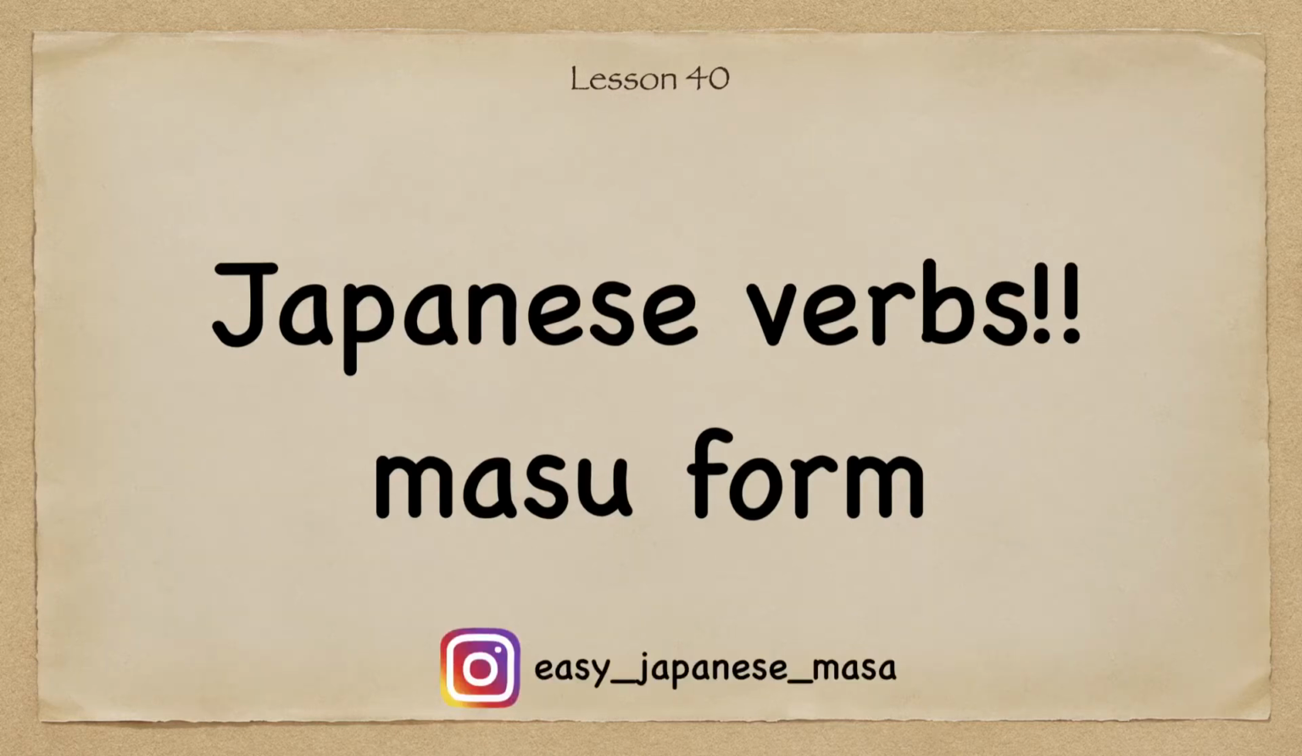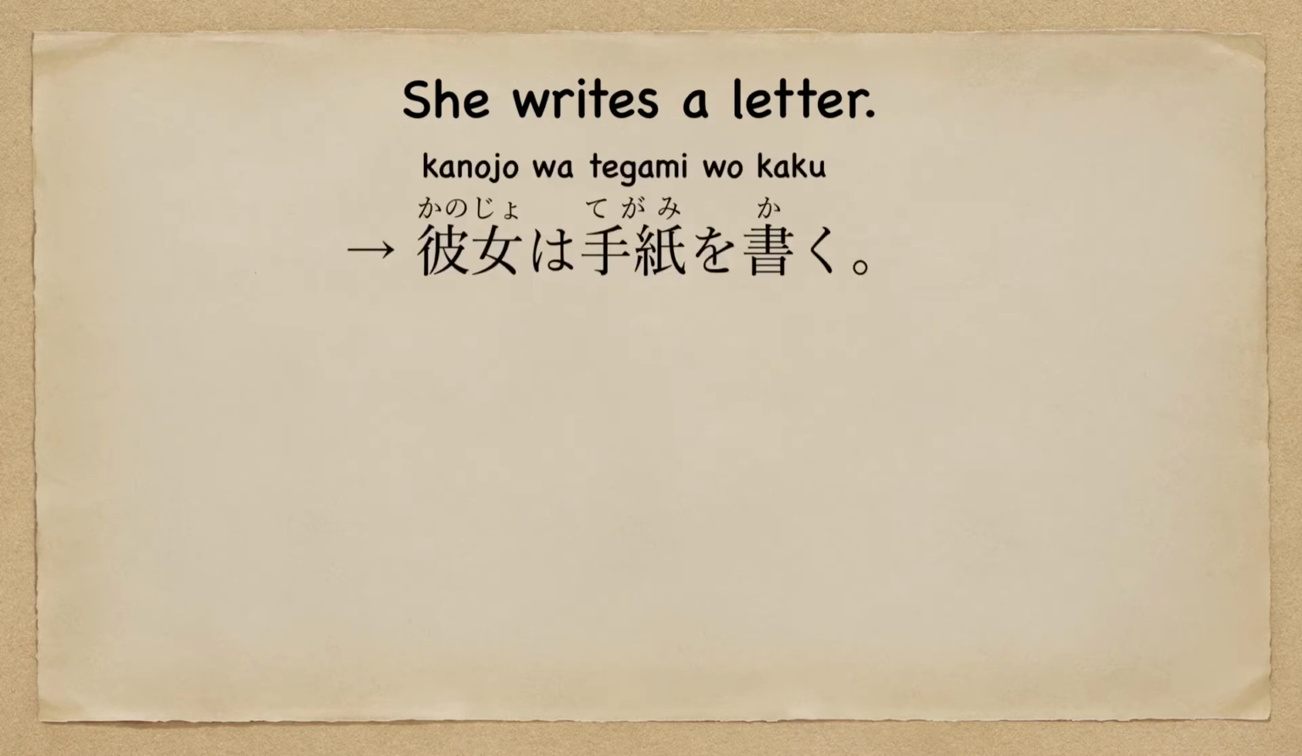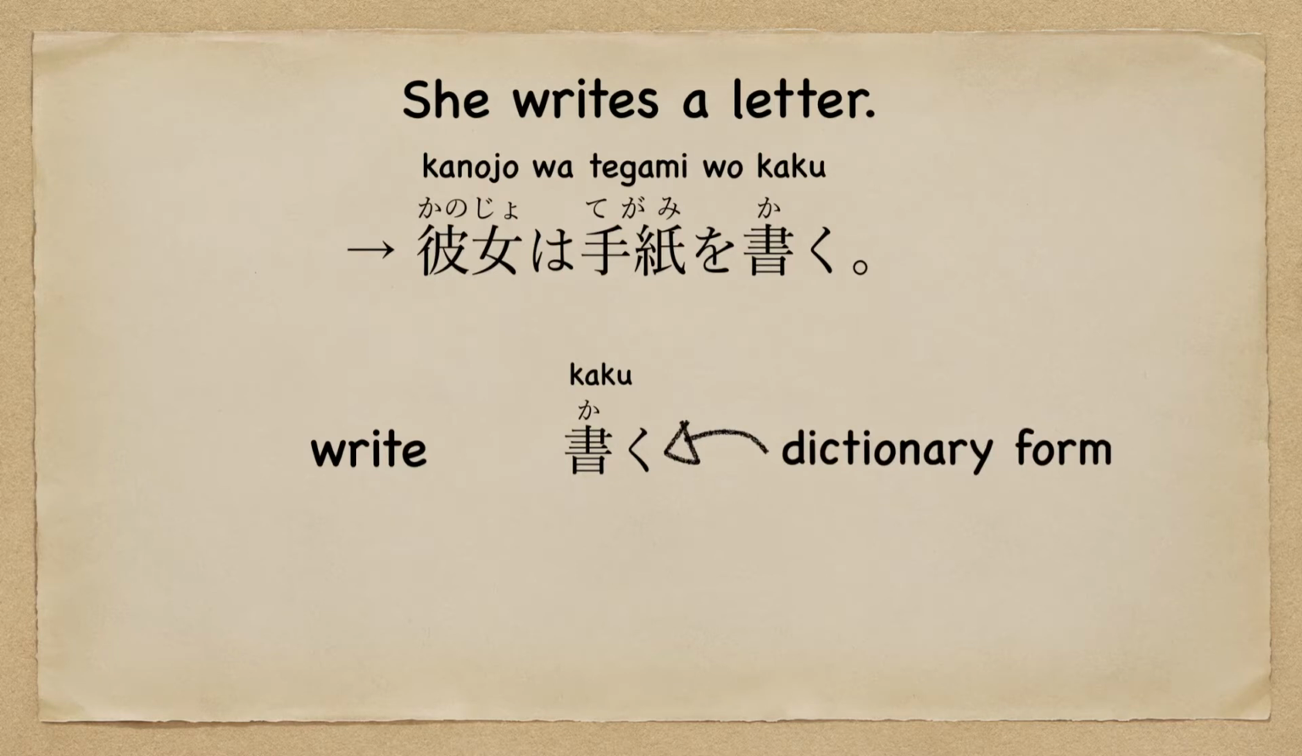Lesson 40, Must Form. You know, she writes a letter in Japanese. 彼女は手紙を書く。 Write, 書く. 書く is the dictionary form.